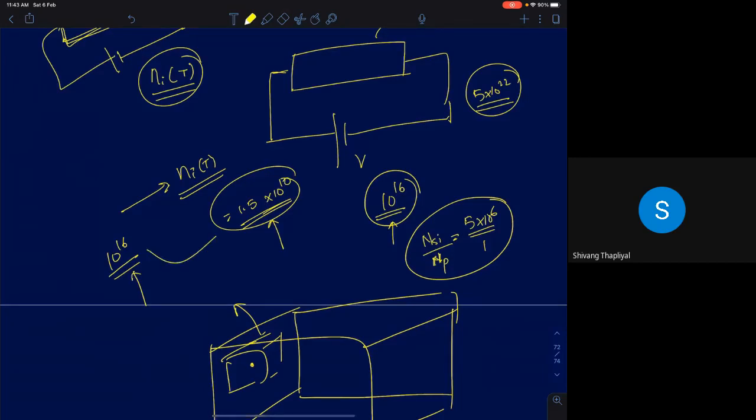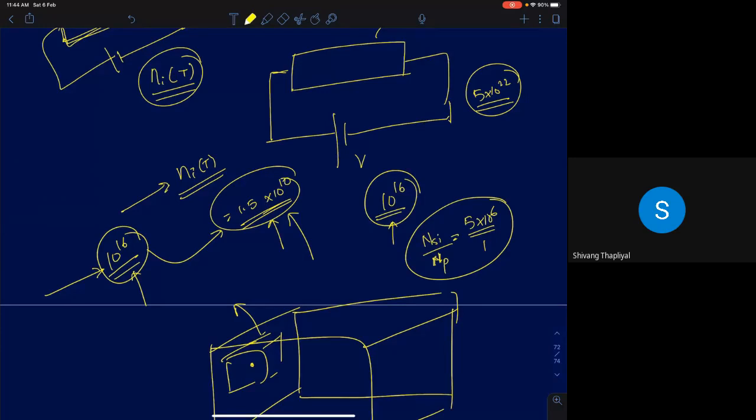Now see, before doping, the pure intrinsic silicon had only 1.5 × 10^10. That was just the number of electrons you had for conduction. If you applied a voltage, these many electrons would participate in conduction. But now I have increased the number of electrons that can participate in conduction by several orders, by 10^6, a million times, right? I've increased it by 10^6.